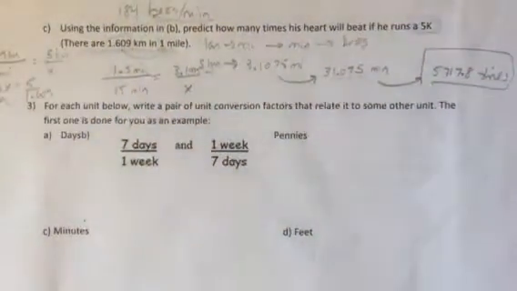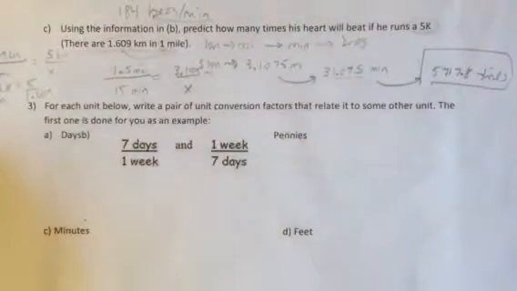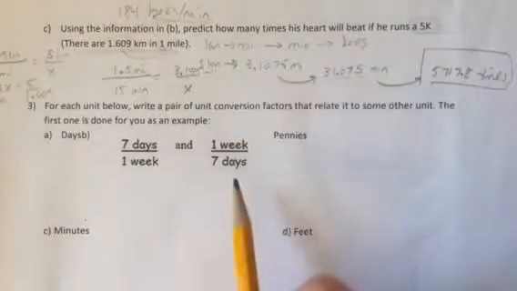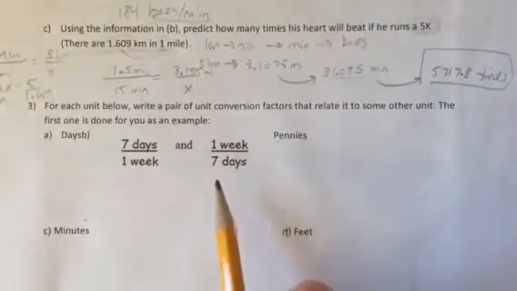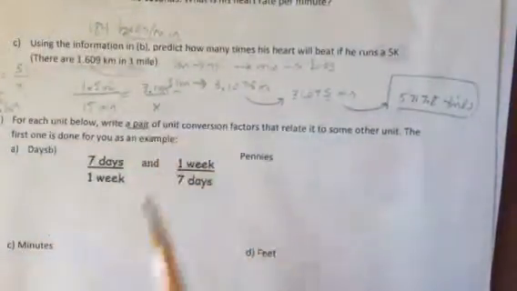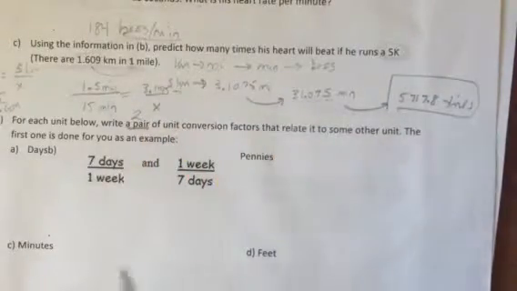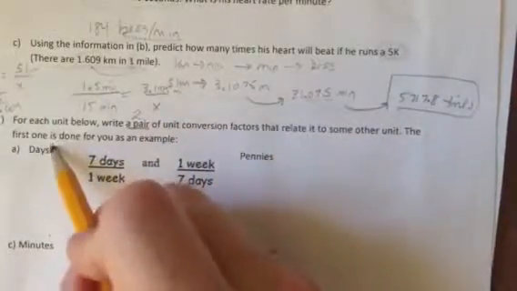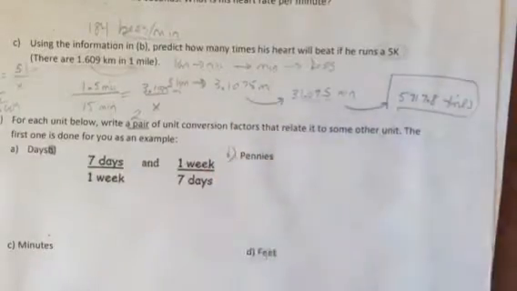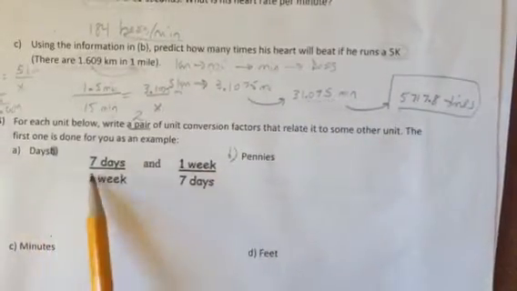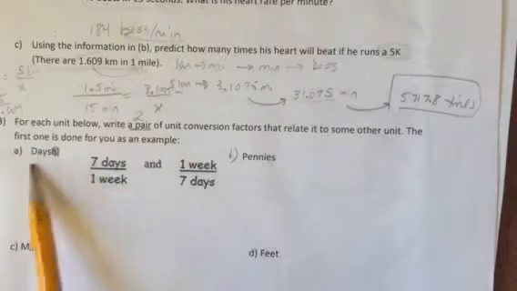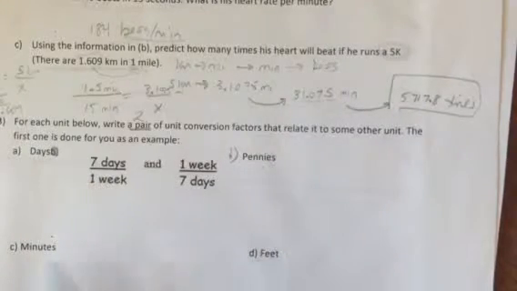Problem number 3 asks us, for each unit below, to write a pair of unit conversion factors that relate to some other unit. And when they say a pair, they mean 2, right? So write 2 unit conversion factors. So I'm going to talk through, and this is bad formatting, this should be over here, I'm going to talk through what the answer number 1 did. I'm going to do B, and then C and D will be for you to finish.